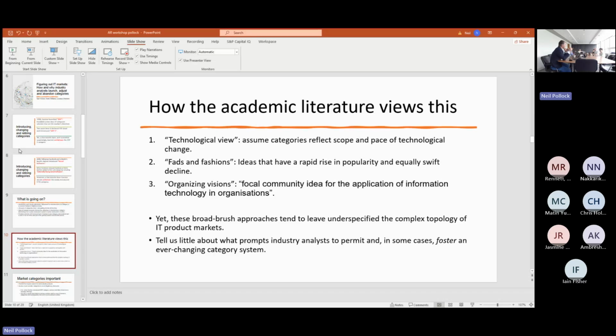But actually, it doesn't really capture it. The idea of fad and fashion is a very broad idea, and it doesn't really explain why someone like Gartner would create this fast-changing category system, and seem to find advantages from doing it. These broad concepts don't explain why they would create a fast-changing category system. What are they trying to do here? And so this is what the paper wanted to do, to find a way of explaining that.